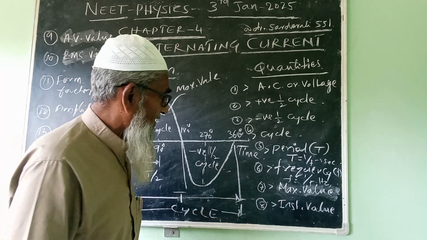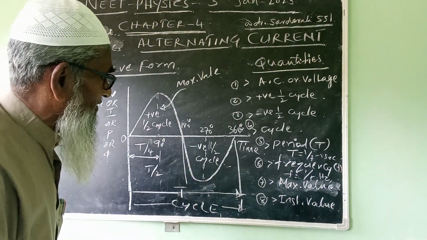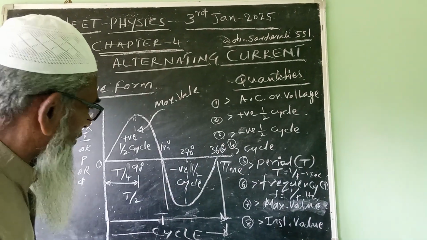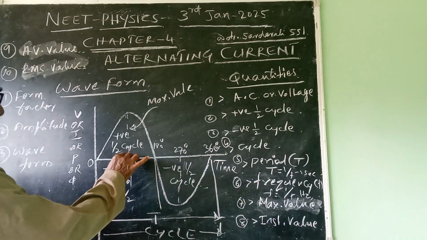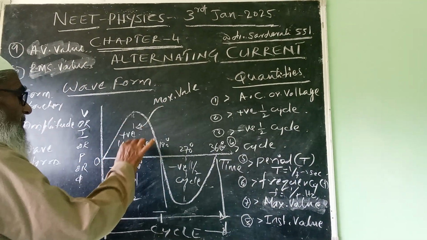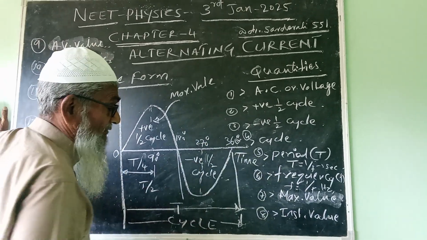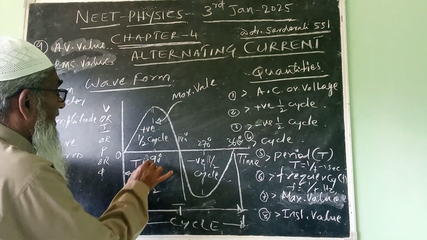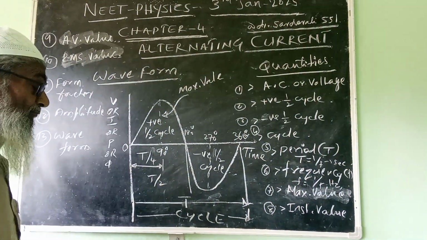Then what about the cycle? One cycle is already discussed. Frequency is also over. Then maximum value is also over. Positive maximum value is at 90 degrees. Negative maximum value is at 270 degrees, or 3 pi by 2. Or here it is pi by 2 in radians if it is counted.